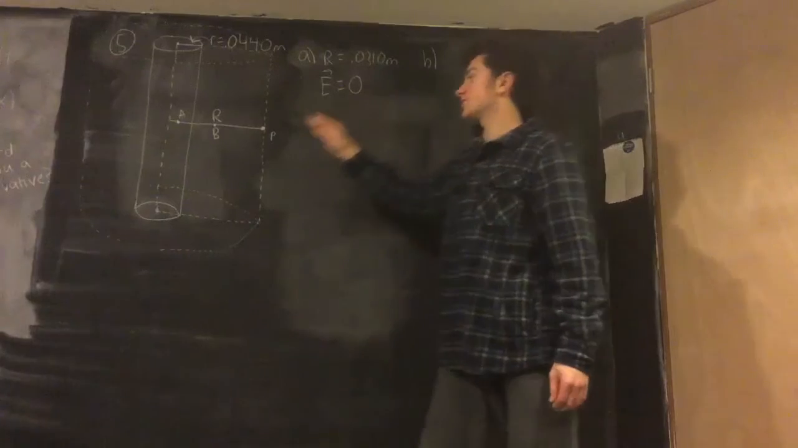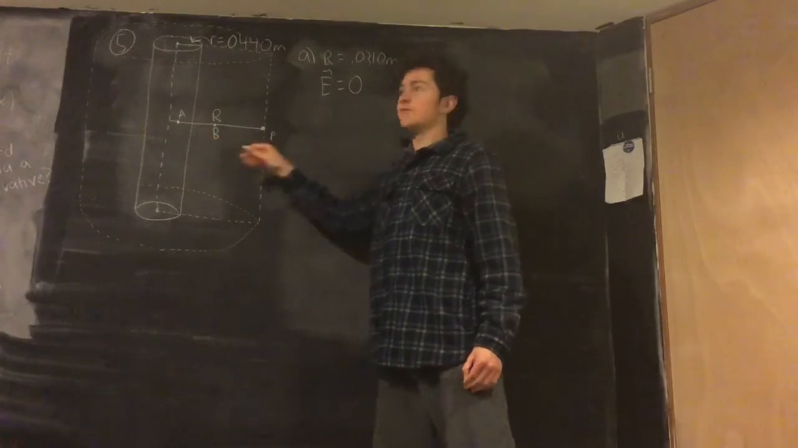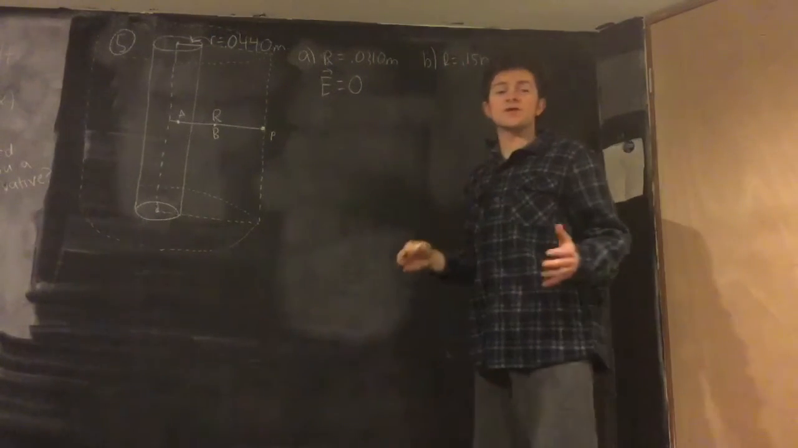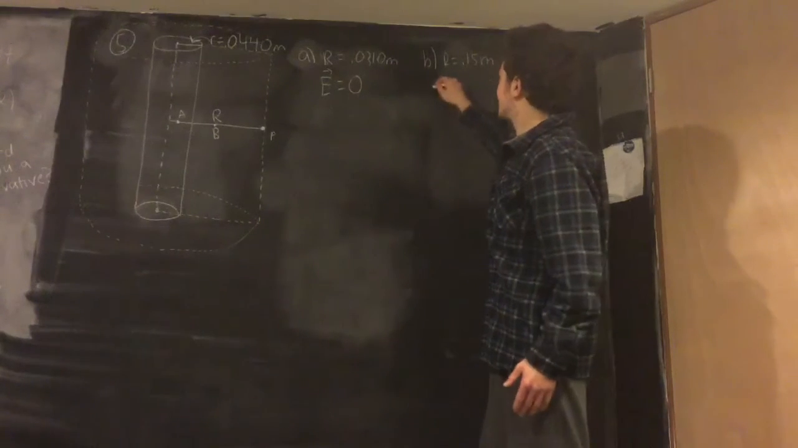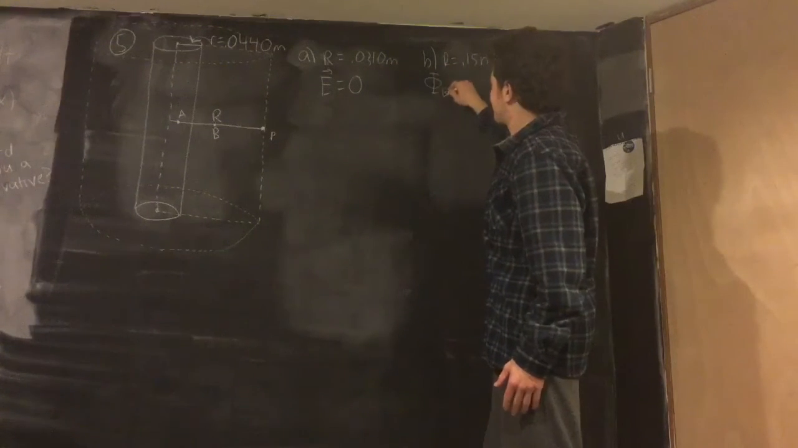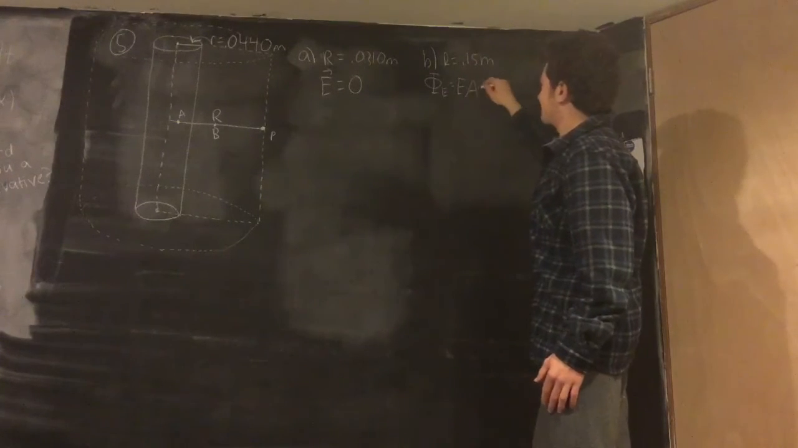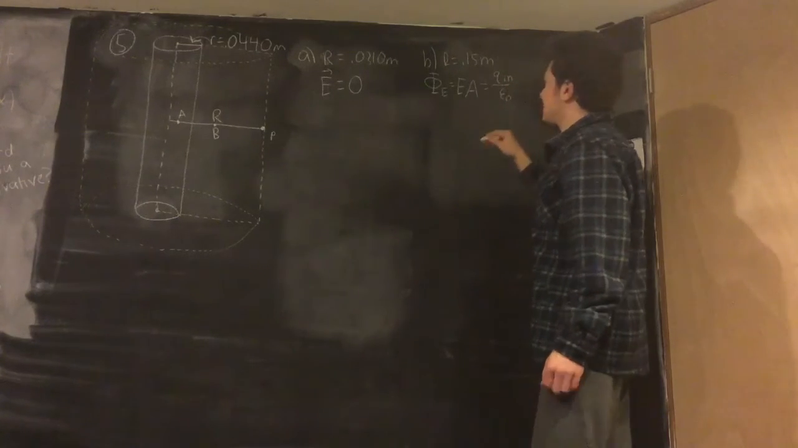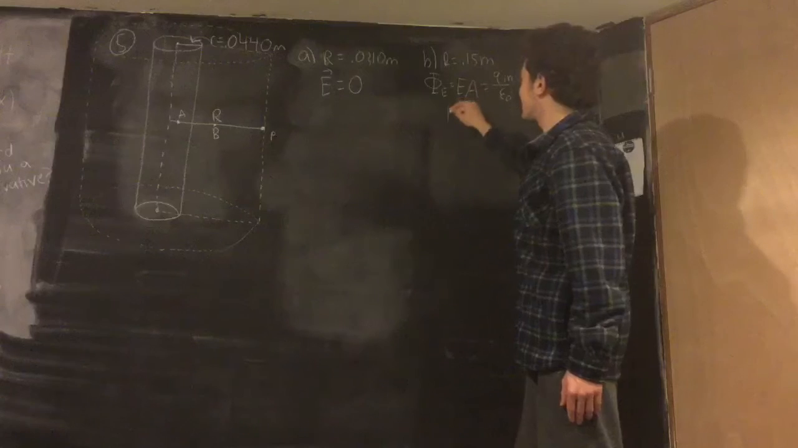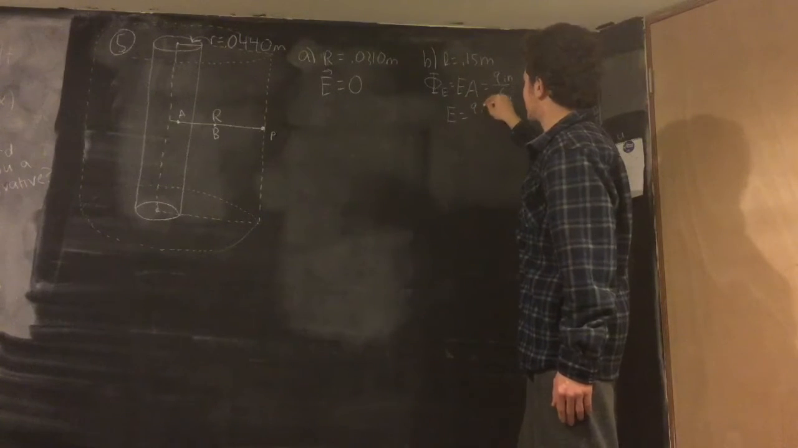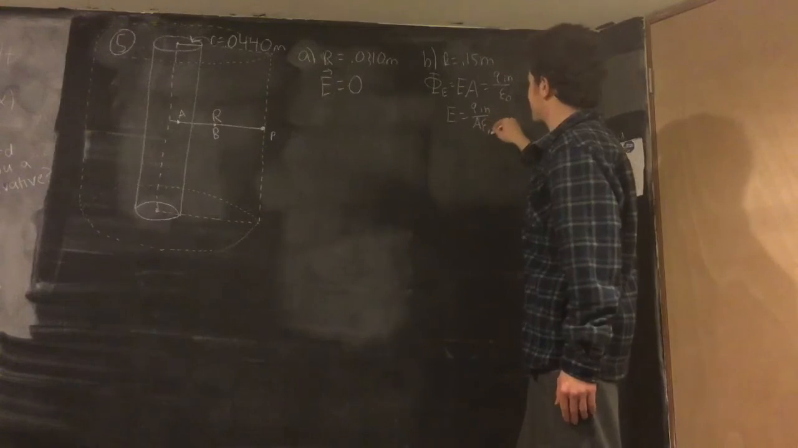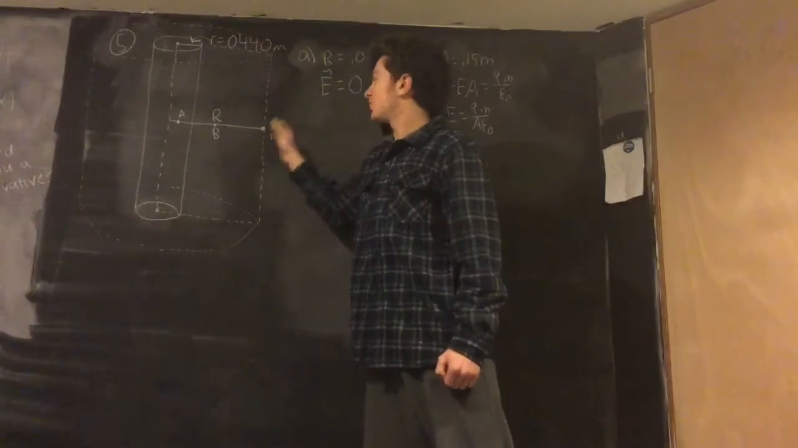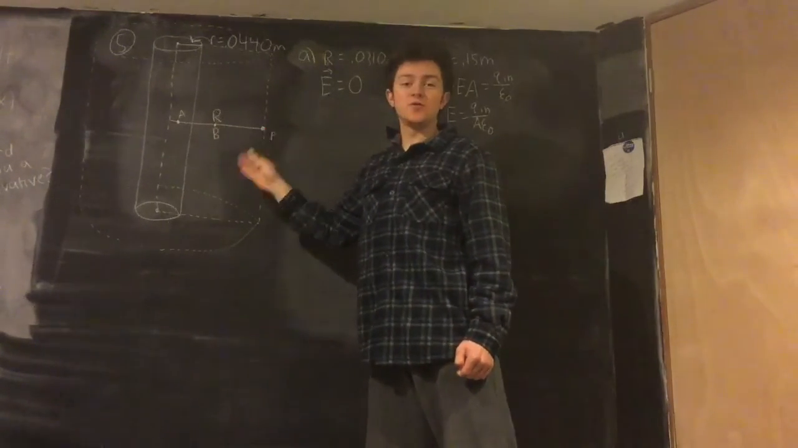And point B asks us to find the electric field at point B, which is 0.15 meters. Now here we're going to use our equation for electric flux, which is equal to EA, which is also equal to the charge enclosed over epsilon naught. Now we're solving for the electric field here, so I'll divide both sides by the area. For the area, because it is the lateral surface area of a cylinder, I'm going to plug in 2 pi rL.